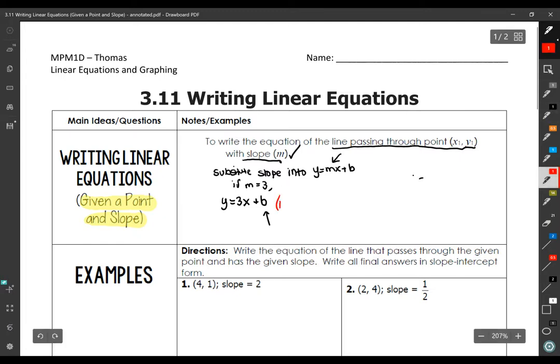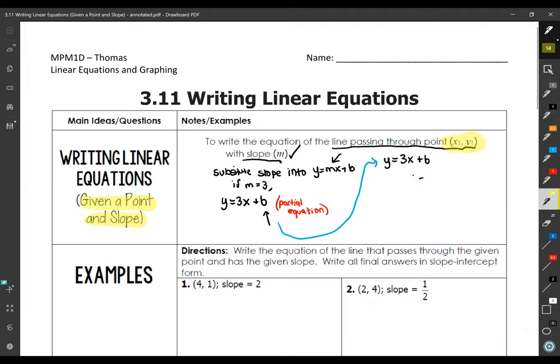So what I call this right here is I would call this like a partial equation, because we have the slope, but we don't have b. Okay, so what we're going to do to find b is we're going to do a second step. So now that we have our partial equation, which is y equals 3x plus b, now we're going to substitute in the point that we're given.